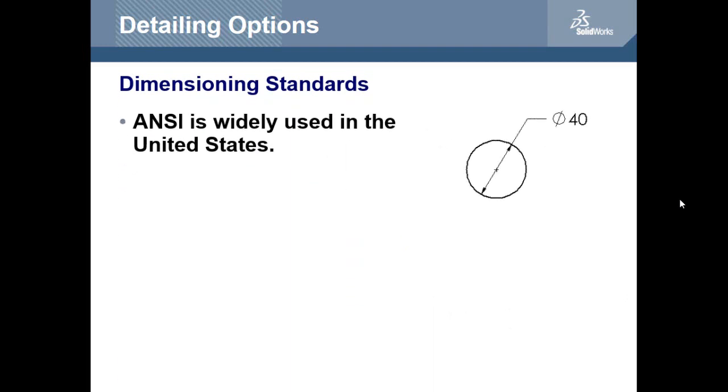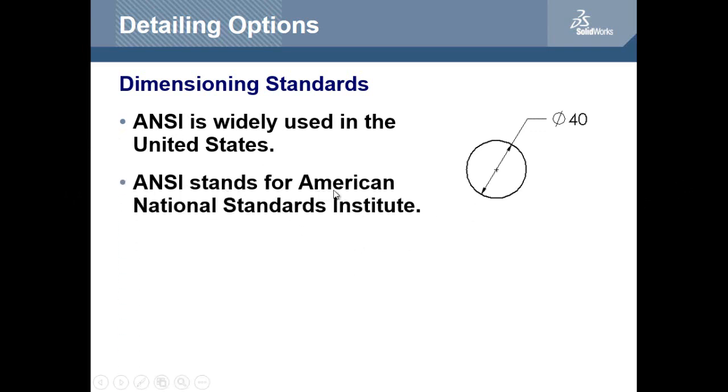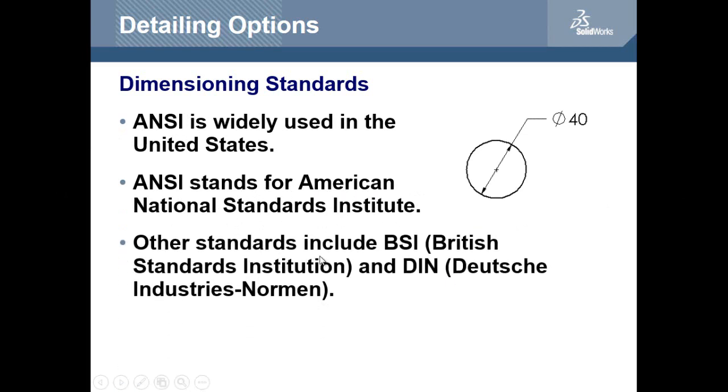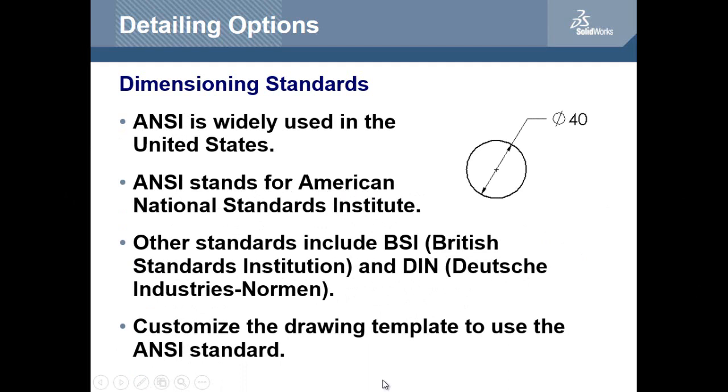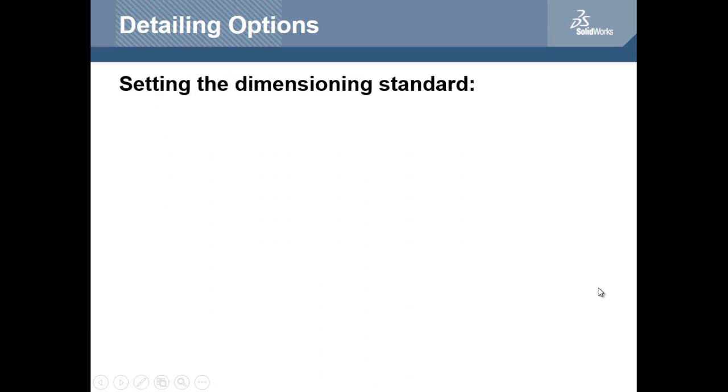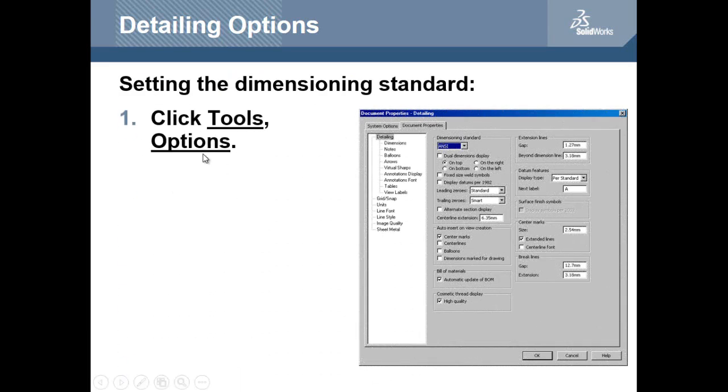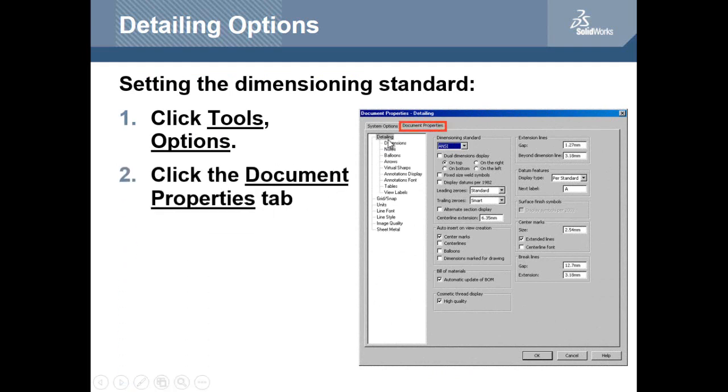Dimensioning standards. ANSI is widely used in the United States. ANSI stands for American National Standards Institute. Other standards include BSI, British Standards Institute, and DIN, Deutsche Industrie Normen. Customize the drawing template to use the ANSI standard. Setting the dimension standards. Click Tools Options. All right, there you go, ANSI. Click the Document tab up here.